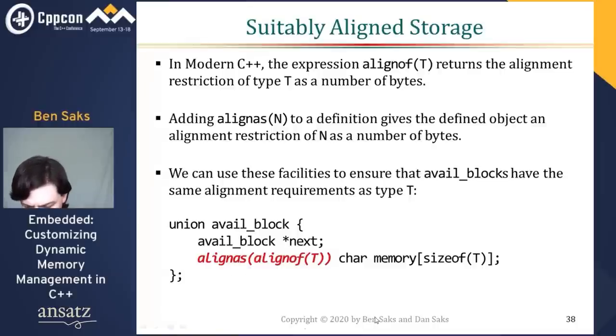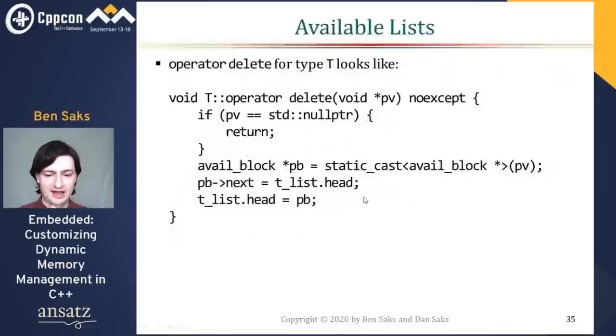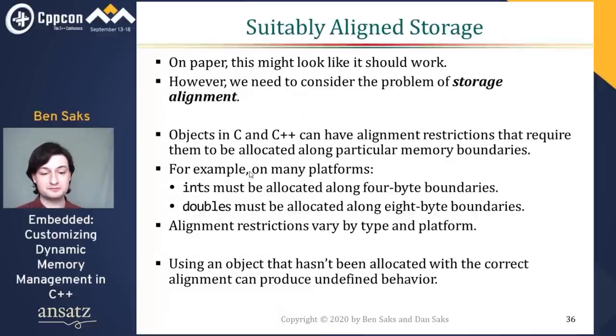Should that be a reinterpret cast on slide 35 rather than a static cast? Usually converting between pointer types is a reinterpret cast, but you can turn a pointer to void into a pointer to some other pointer type using a static cast. That has a slightly different rule. Okay.